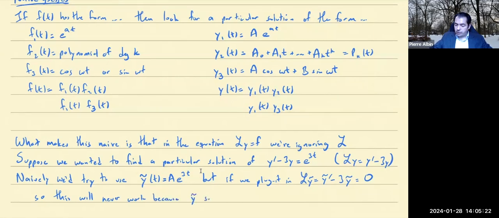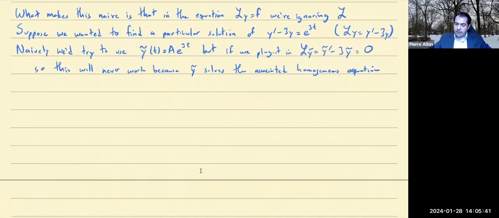Because y tilde solves the associated homogeneous equation. L of y tilde is equal to 0. Okay. So with that in mind, we need to improve our method of undetermined coefficients.